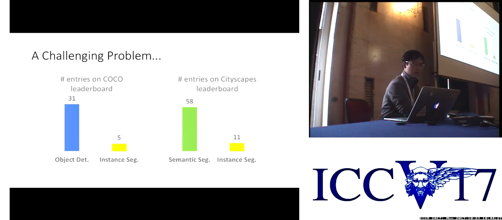So here is one of the data points that can show that instance segmentation is still a challenging problem. If you count the number of entries in the COCO leaderboard, you can see there are over 30 object detection entries, but there are only 5 instance segmentation entries. And if you see the Cityscapes leaderboard, for the semantic segmentation task, there are about 60 entries. But on the other hand, there are only 11 instance segmentation entries. So these numbers show that it is still a very challenging problem.